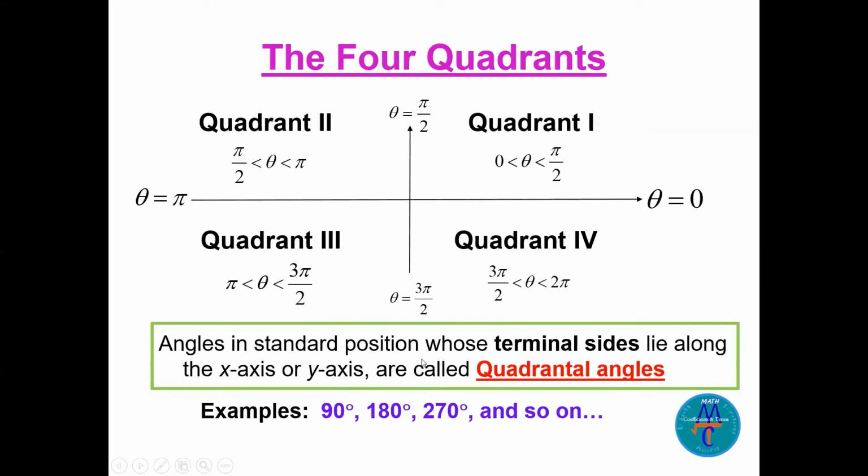Now we have the 4 quadrants here. The important word here we need is quadrantal angle. Angles in standard position whose terminal side, the end of the angle is the terminal side, lie along the x-axis or the y-axis, like 90. See from here, from 0 until 90. So the angle 90 is called quadrantal. 180 is called quadrantal. 270, etc. All the angles that terminate on the x-axis or the y-axis, we call them quadrantal angles.